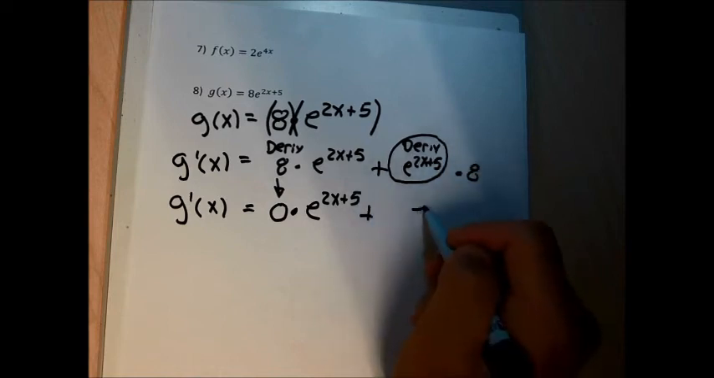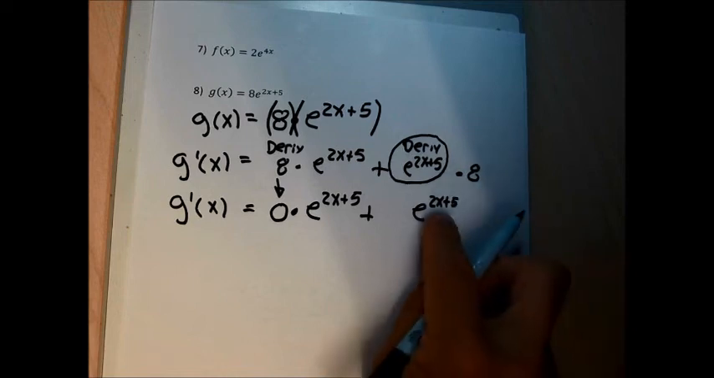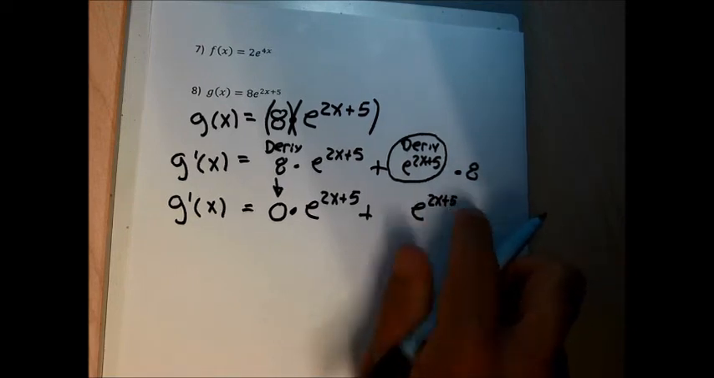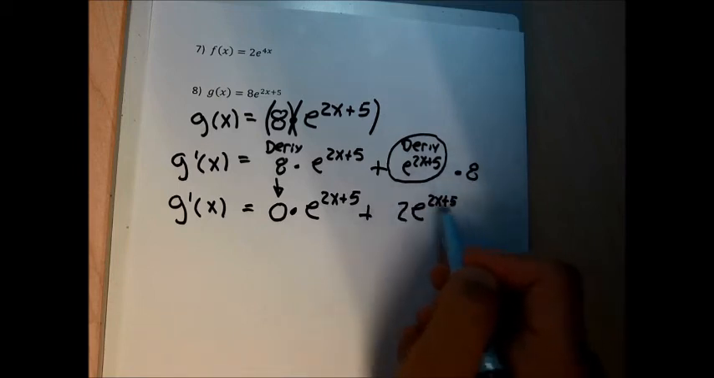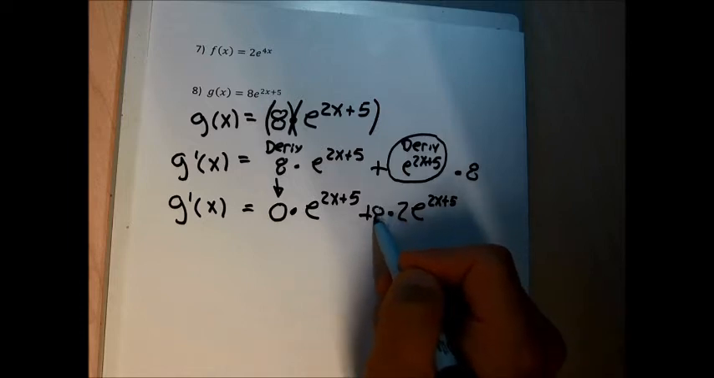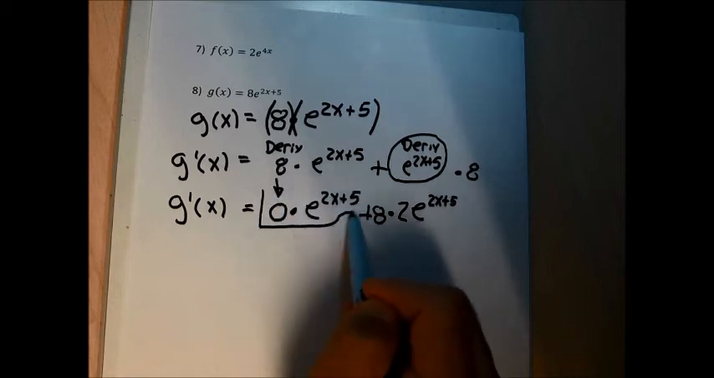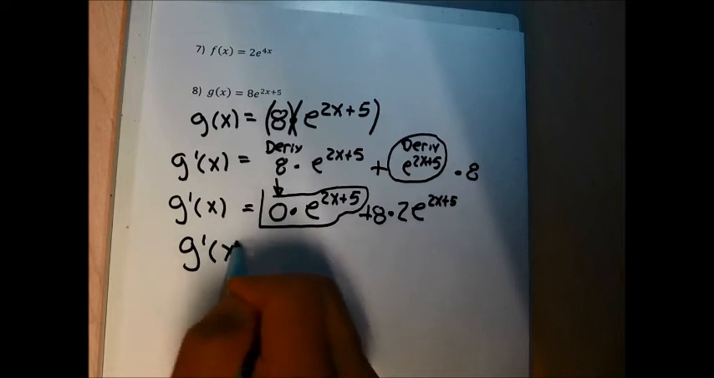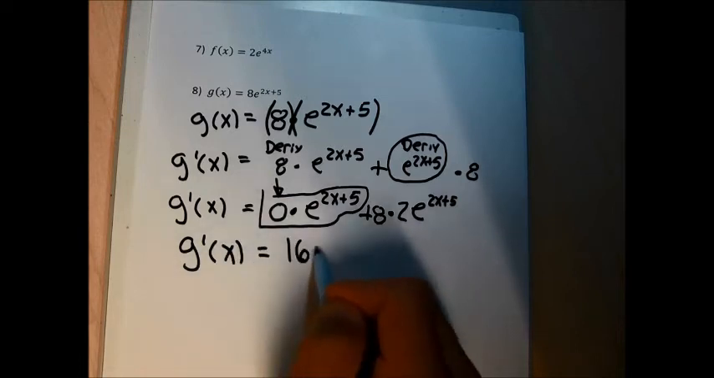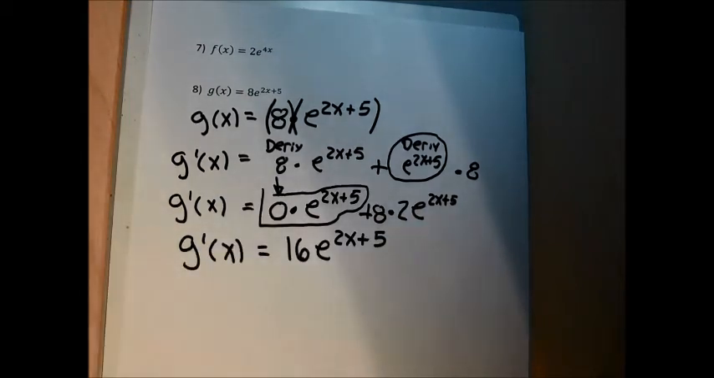And then plus, I'm going to write the derivative of e to the 2x plus 5. I write the e to the 2x plus 5 down, and right to the left of it, I write the derivative of its exponent. The derivative of 2x is 2. The derivative of 5 is 0. So I'm going to write a 2 to the left of it. And I can leave this 8 after the function, or I can move it before the 2. It's probably better to move it before the 2. The first piece is equal to 0 because 0 times anything is 0. So I'm just going to multiply the 8 and the 2 and get a 16, and then e to the 2x plus 5.